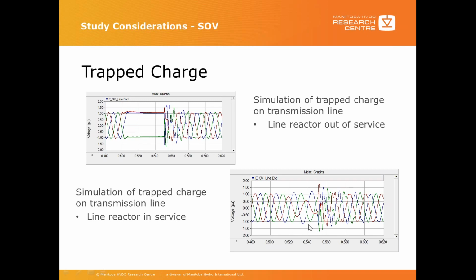So the dominant frequency is much slower than the system frequency. So when we're closing the breaker, we need to make sure we close it at the right time that generates the maximum possible overvoltage.